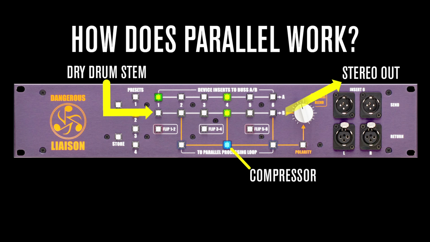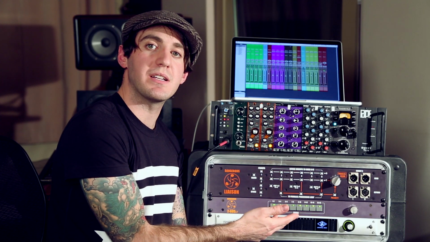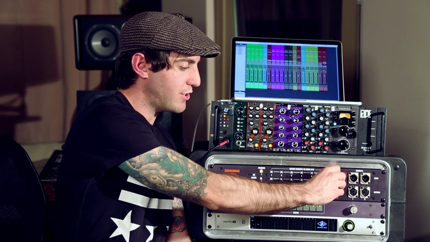Now keep in mind that bus B doesn't have to be completely dry. You can add other outboard gear on the bus just as you normally would in addition to whatever you're doing with the parallel bus. I'm just keeping it dry for the purposes of keeping this video simple. Anything that I send to the parallel bus won't reach my output until I turn up this knob.